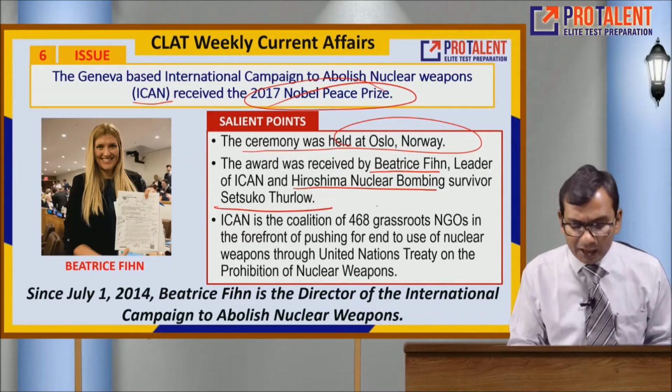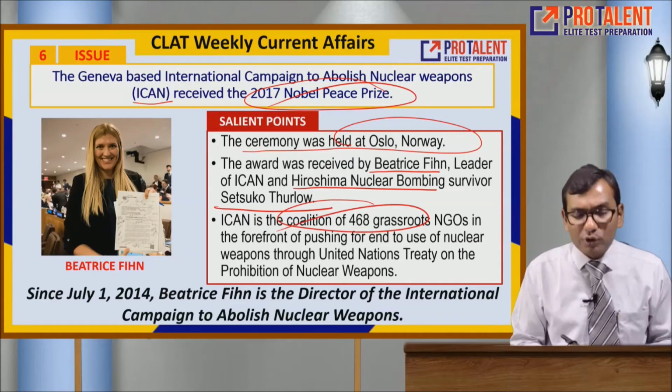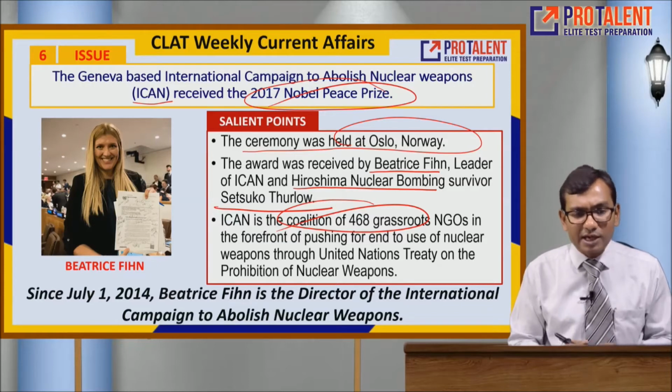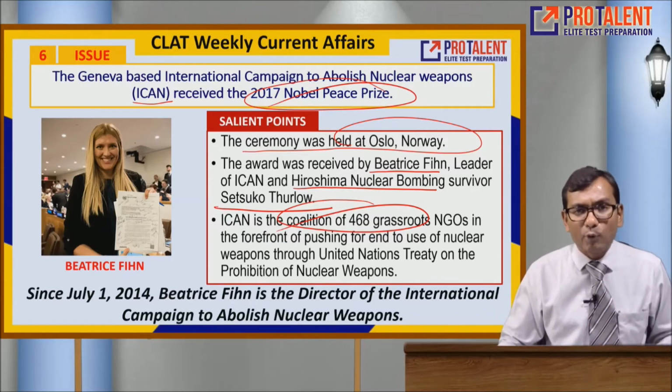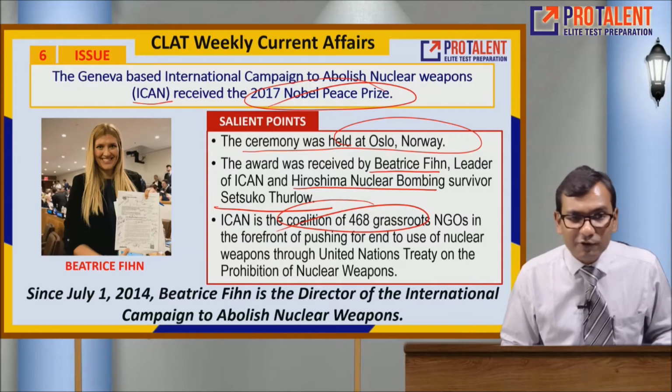ICAN is basically a coalition of 468 grassroots NGOs, and they are at the forefront to abolish nuclear weapons from the world.